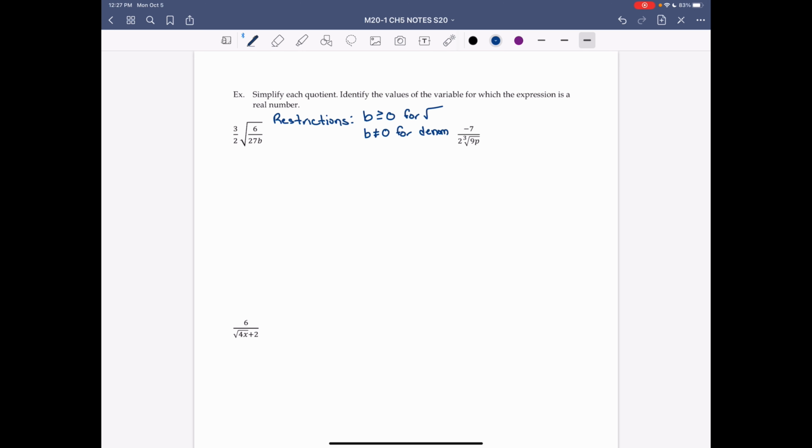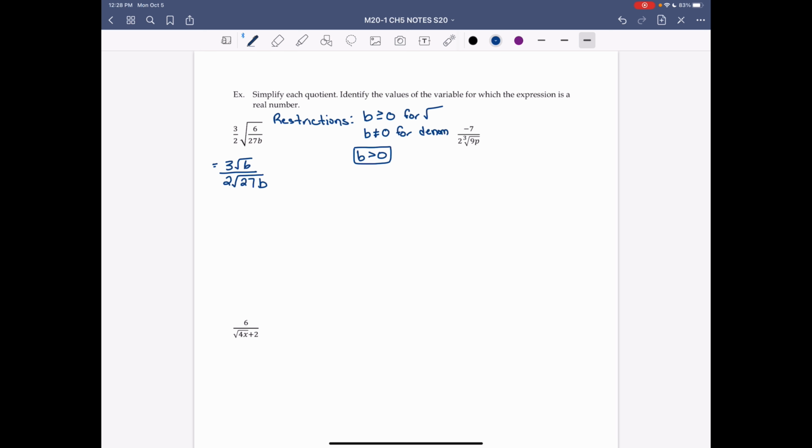Then we put these two restrictions together. b has to be greater than or equal to 0, but b can't be 0. Then b has to be greater than 0. Let's split up our fraction into two radicals. We have 3 square root 6 over 2 square root 27b.